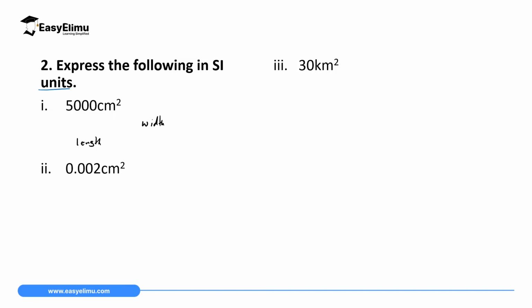Now the first question is, express the following into SI unit. So the keyword here is SI unit. Remember, the SI unit of area is square meter. It's written as m raised to power 2. We have been given the first one in square centimeters, so you change it to square meter. The first thing you do is the relationship between a square meter and a square centimeter: 1 square meter is equal to 10,000 square centimeters.